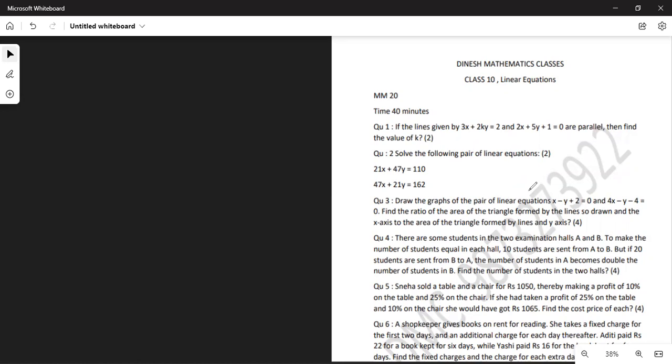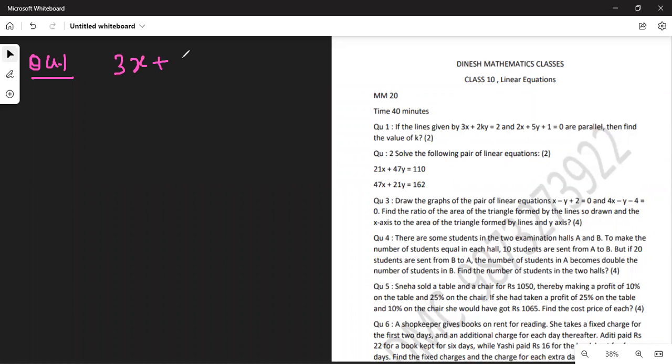Solution to the chapter-wise test on linear equations conducted at Dinesh Mathematics Classes on 20th of June. So let us take the first question, question number 1. The equations are given. So let us write the equation first.